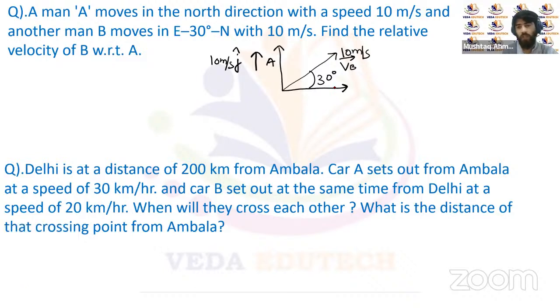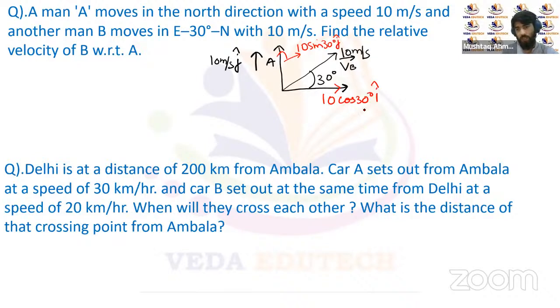For this body P, one component will be along this, another component will be along this, and this component has to be equal to 10 cos 30 degree, right? That will be along i cap, and the other component here will be equal to 10 sine 30 degree. It will be along j cap, right?